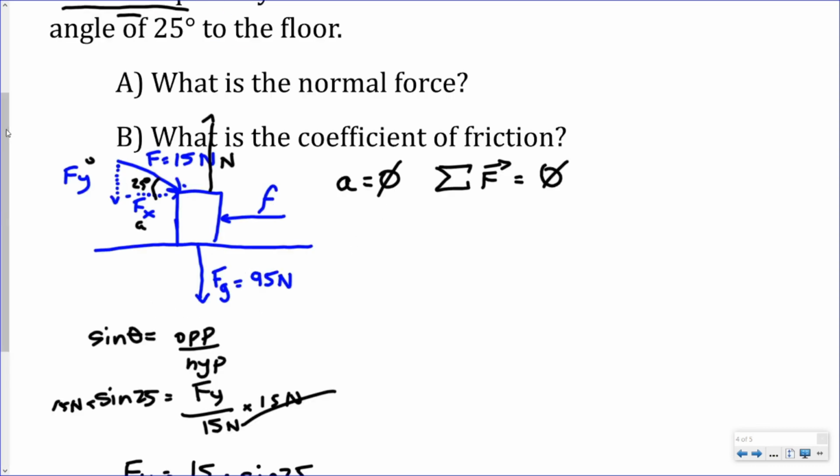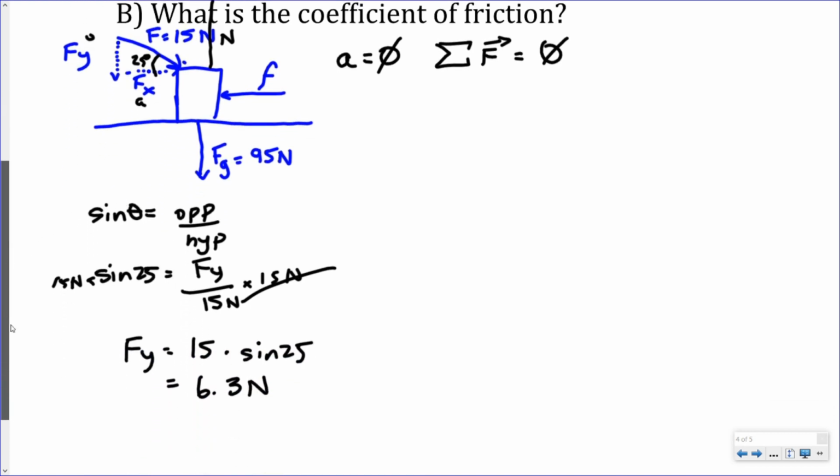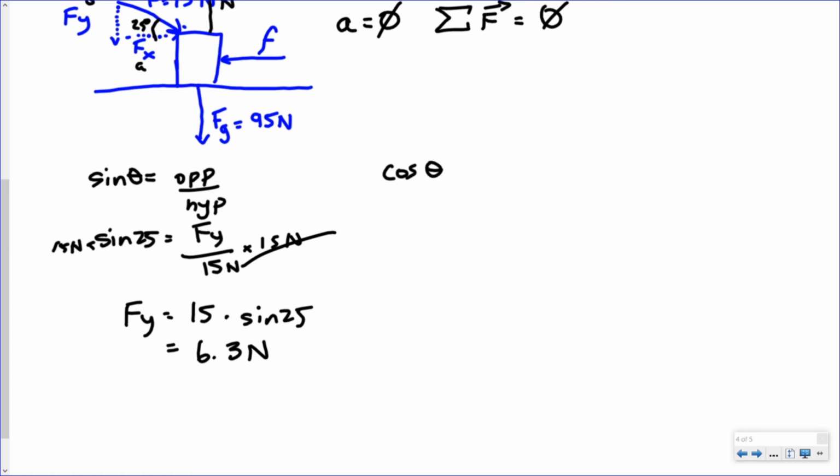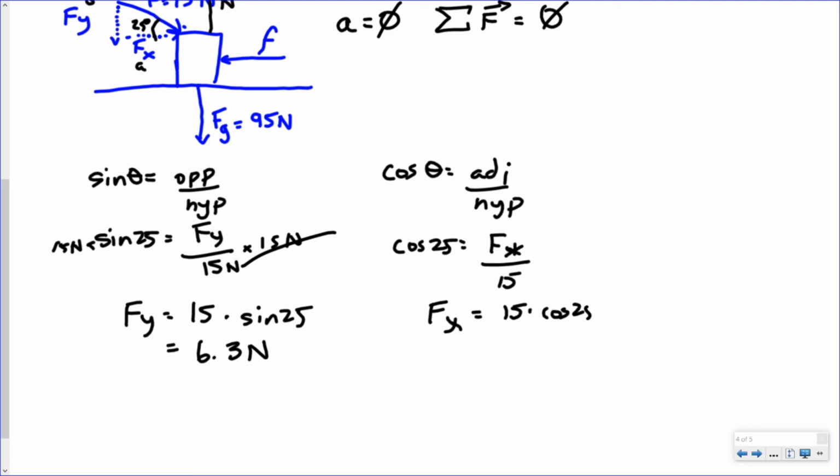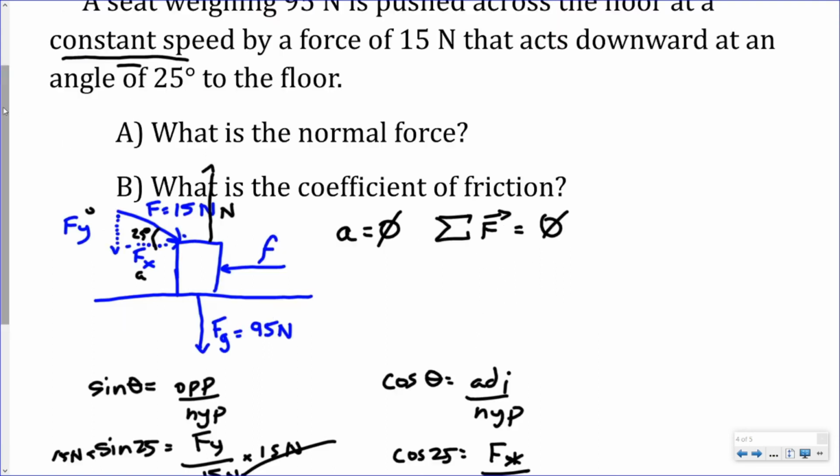Let's do the same thing now for Fx, except we're going to use adjacent and hypotenuse. Adjacent and hypotenuse is going to be cosine. So cos of theta is adjacent over hypotenuse. Cos of 25 is Fx over 15. When we rearrange that, we get Fx equals 15 times the cosine of 25, which gives us 14 newtons. All right, let me label that in our diagram here. So we've got 14 newtons and 6.3 newtons.